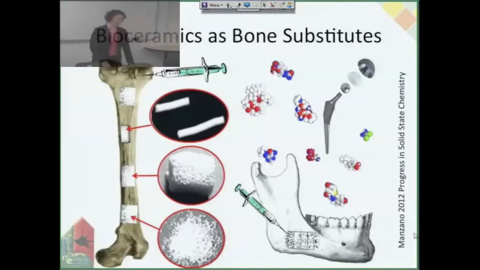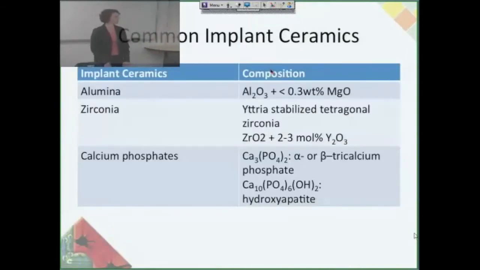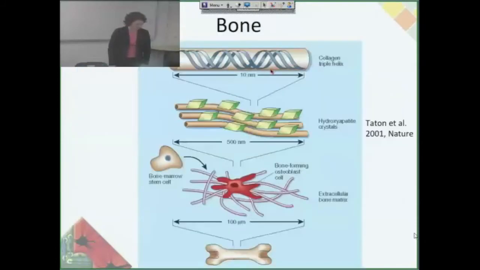So bioceramics are often used as bone substitutes in non-load-bearing applications, or at least in load-bearing applications that are not as much as like an articulating joint. So you wouldn't use it for the entire knee prosthesis, but you would use it to fill in a defect in a long bone, or definitely a maxillofacial bone. The common implant ceramics and biomaterials are alumina, zirconia, and calcium phosphates. Alumina and zirconia are those metals with oxygen, and then calcium phosphate is as it sounds.